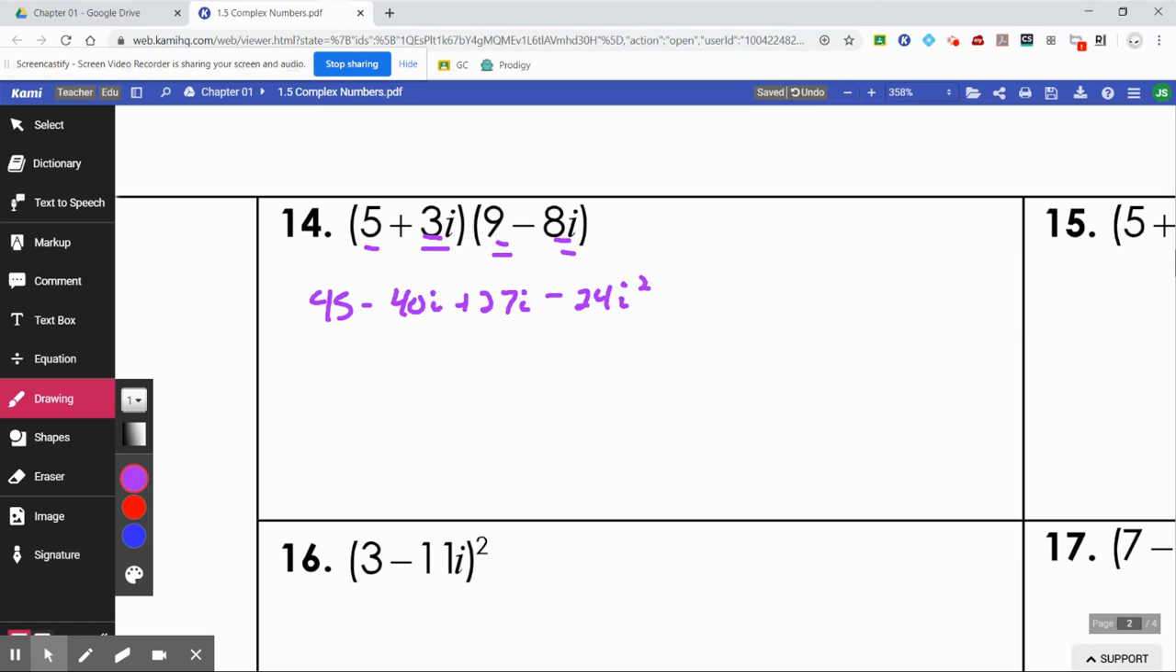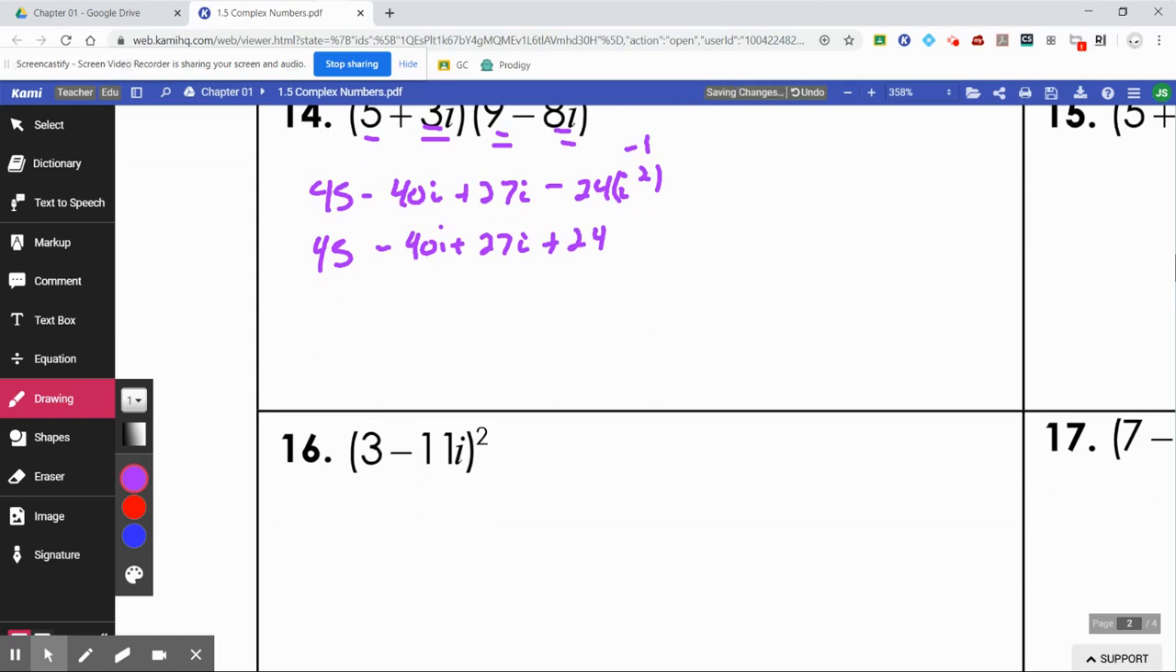24i squared. Again, anytime you have an i squared, we're going to replace this with a negative 1. So that would be 45 minus 40i plus 27i, and then negative 24 times a negative 1 would be a positive 24. To get it in a plus bi form, let's do our real part first. So let's do 45 and 24, which is 69. And then a negative 40 and a positive 27 will be a negative 13i.